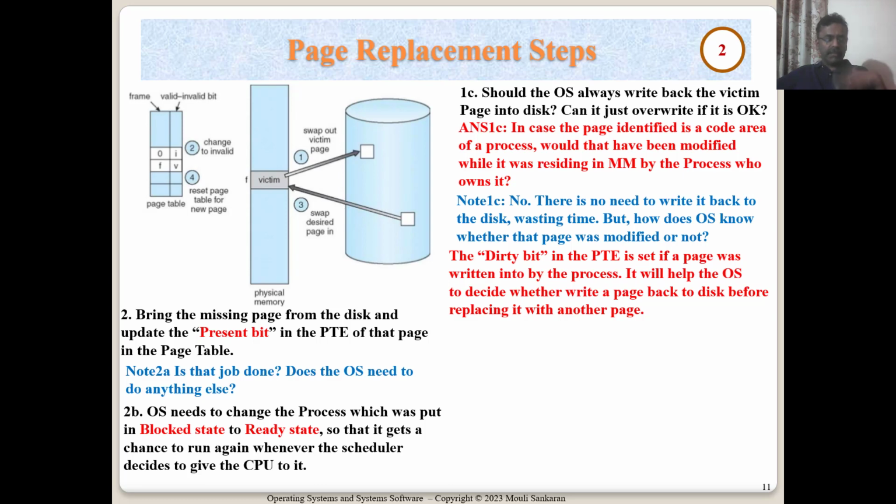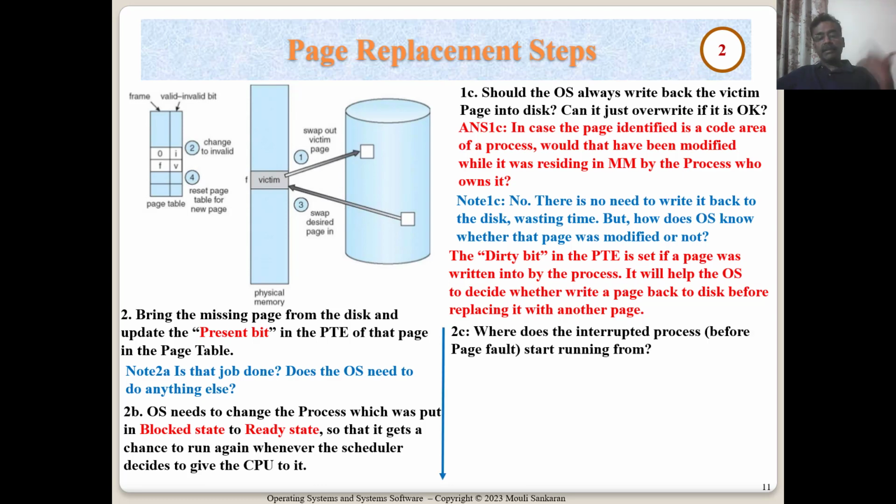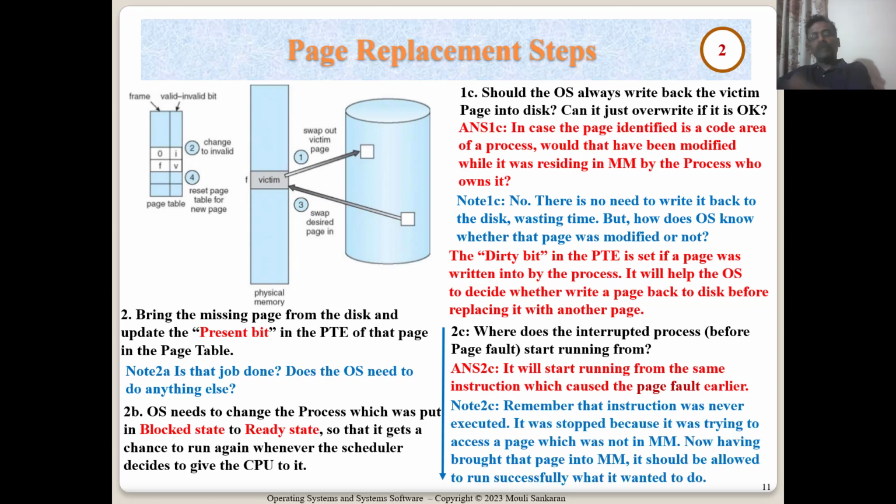It cannot just make it run; it has to put it in the ready state, and then the scheduler will schedule it again. When the CPU is allocated to the process, it will run the same instruction, the instruction which caused the page fault. This time it is not going to create a page fault, because it has a valid entry in the page table. So it will access the page and continue until either the program terminates or it generates another page fault. So this is how the entire process works.